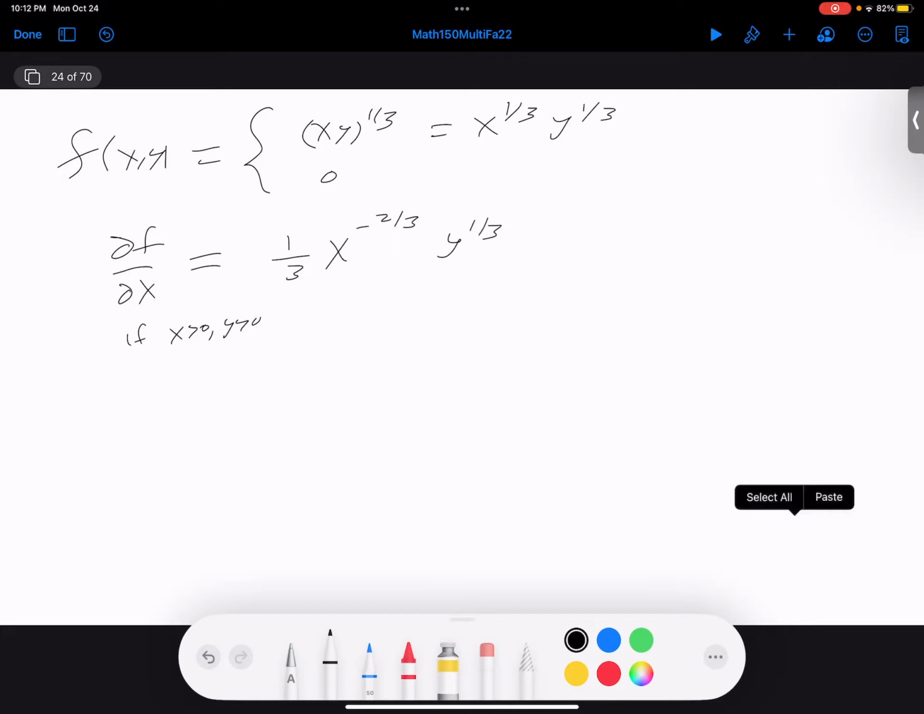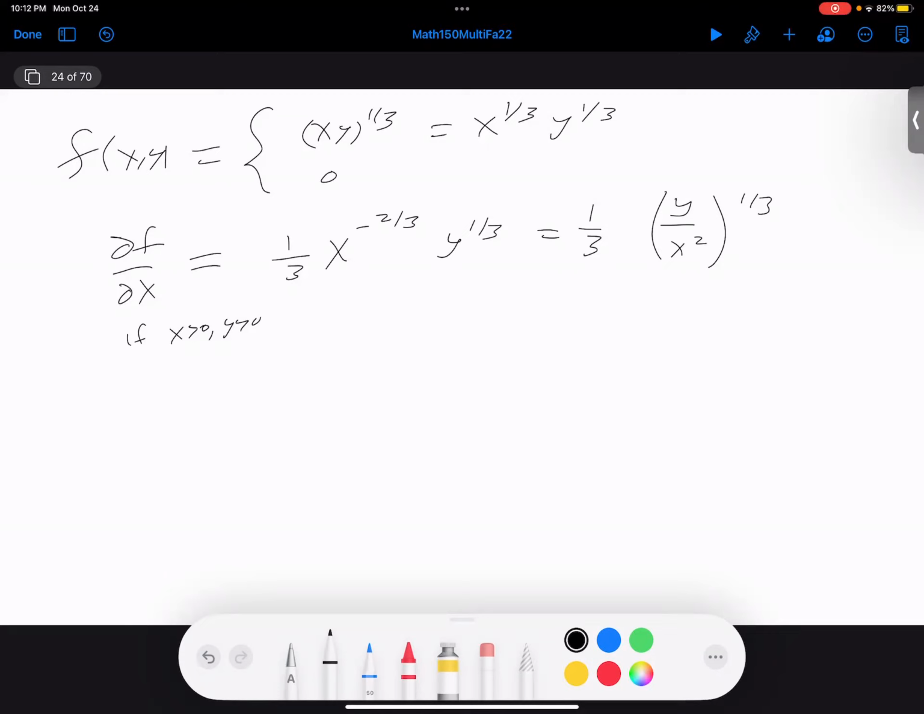So notice, if x is greater than 0 and y is greater than 0, depending on how x and y go to 0, this can blow up. Because this is just going to be 1/3 y to the 1/3 over x squared to the 1/3. So if x is decreasing much faster than y, then x squared is going to be much, much smaller than y. So this is going to blow up.